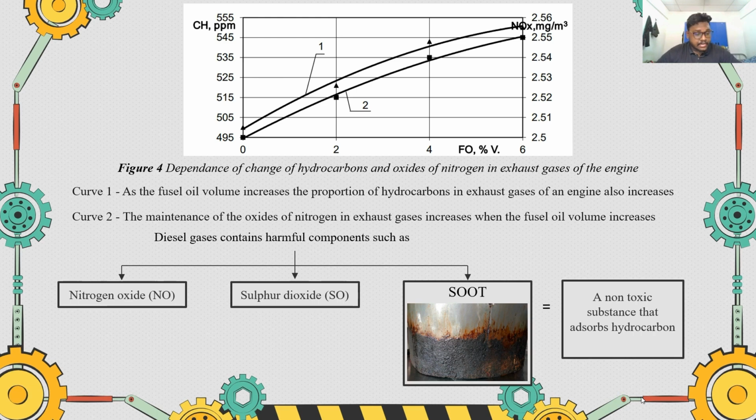Not forgetting the disadvantage of diesel gases. Diesel gases contain harmful components such as nitrogen oxide, sulfur oxide, and soot, which is known as a non-toxic substance that absorbs hydrocarbon. This is why you can see that most diesel engine powered cars tend to release black smoke. So that's all from me.